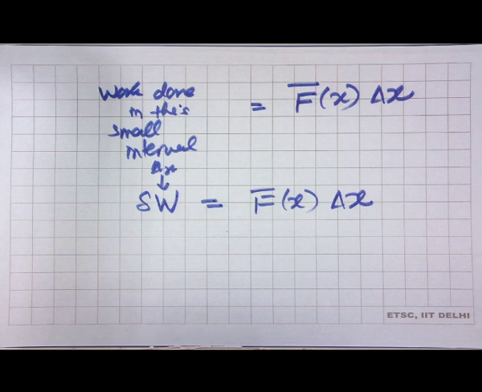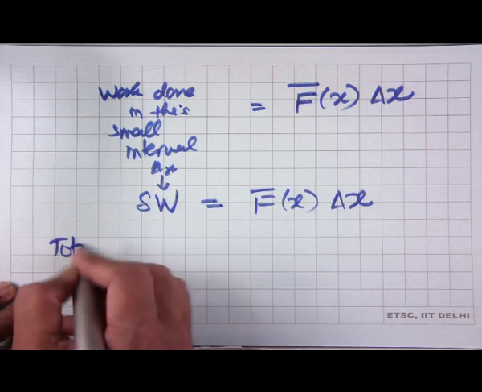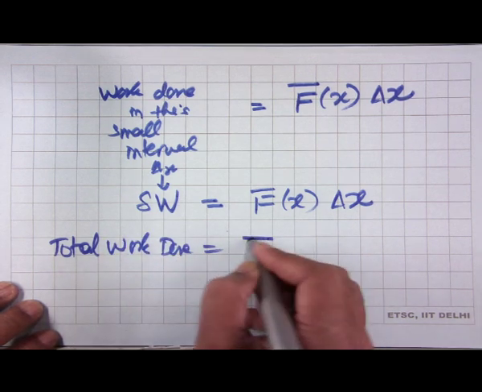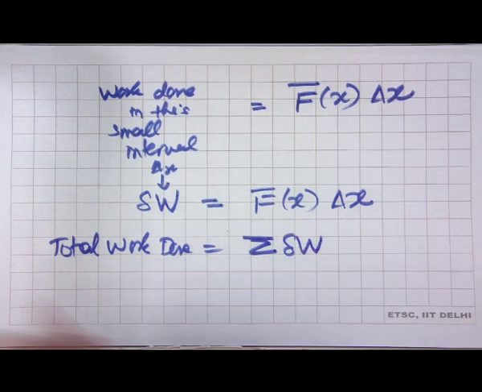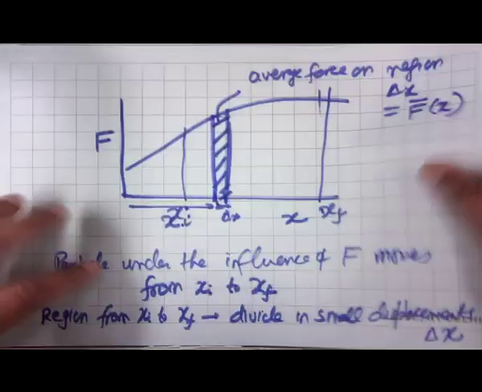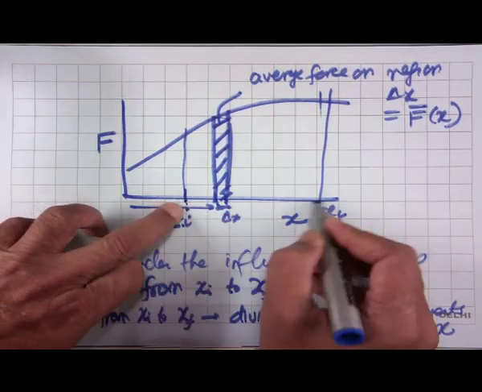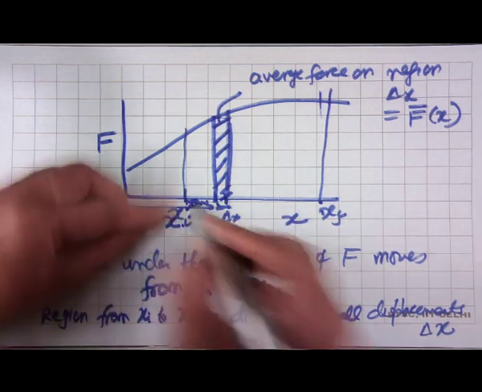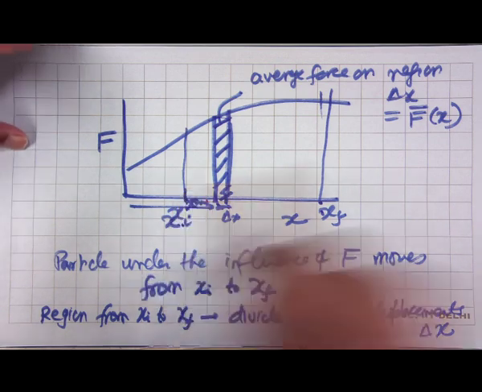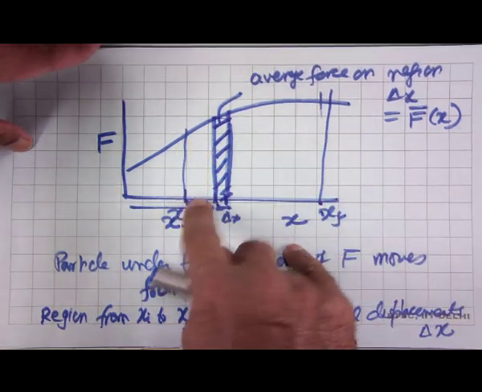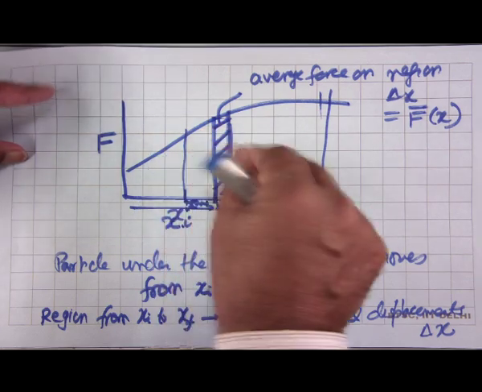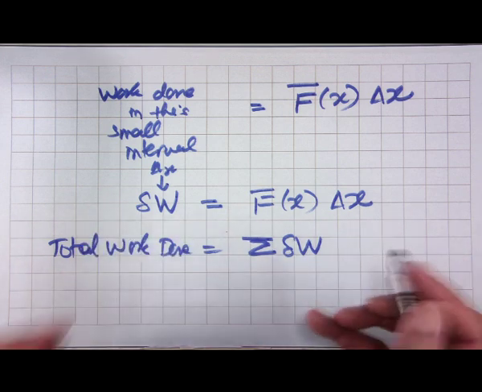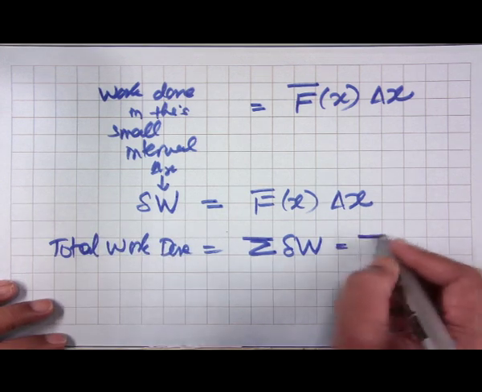So, therefore, the total work done will be summing over all these boxes. I start from xi, go to xf, make small boxes of delta x each, and then the force at each of these is f bar, which is a function of this x, and then I take all these small rectangles and add up the area.